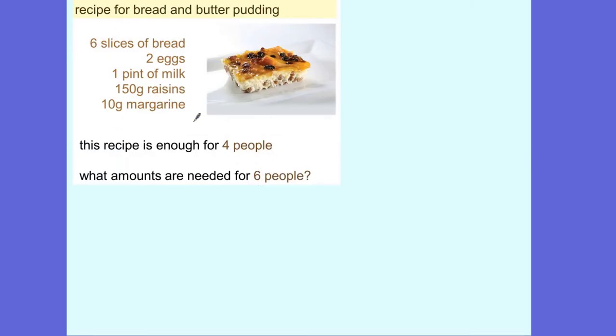New question for me. Here's a recipe for bread and butter pudding. It requires 6 slices of bread, 2 eggs, 1 pint of milk, 150 grams of raisins and 10 grams of margarine. This gives me enough for 4 people. How much do I need of each ingredient for 6 people? Pause the video and in your light blue books have a go at this question now, please.